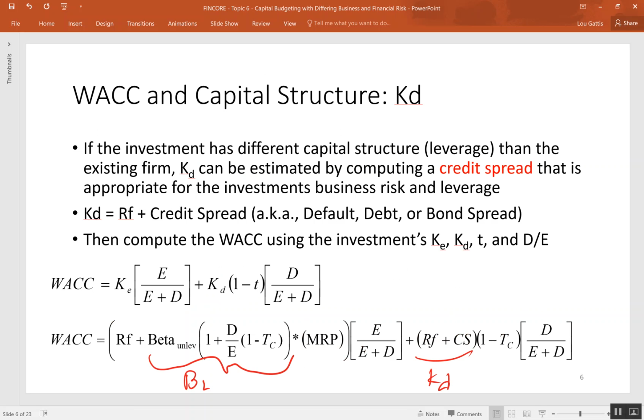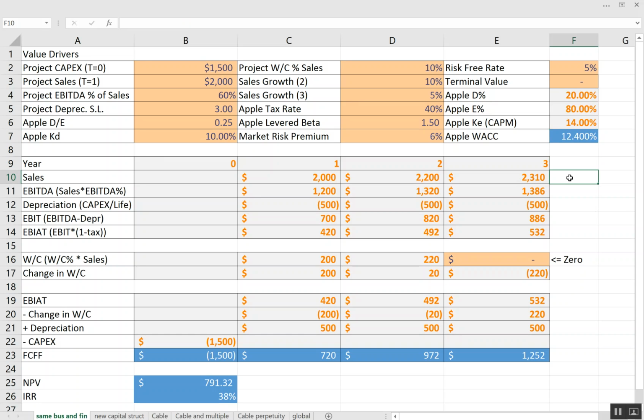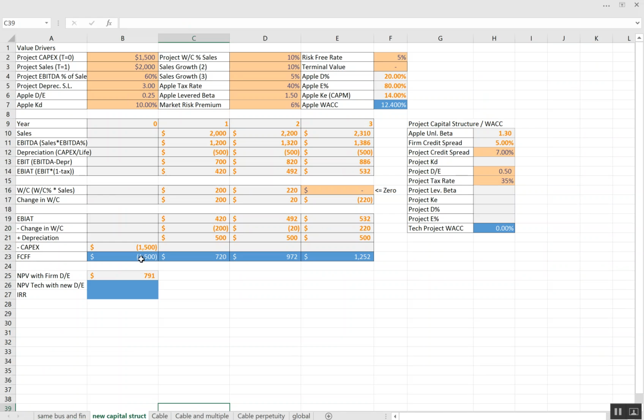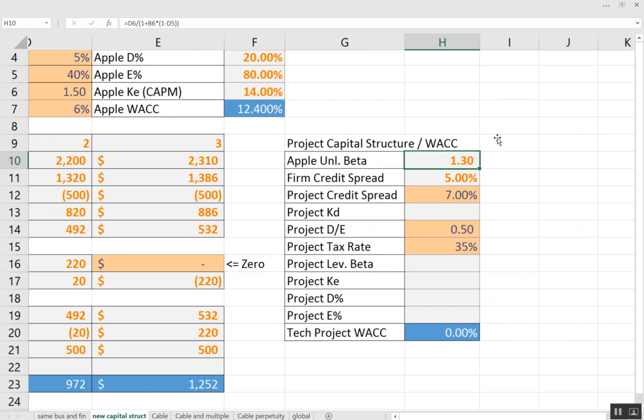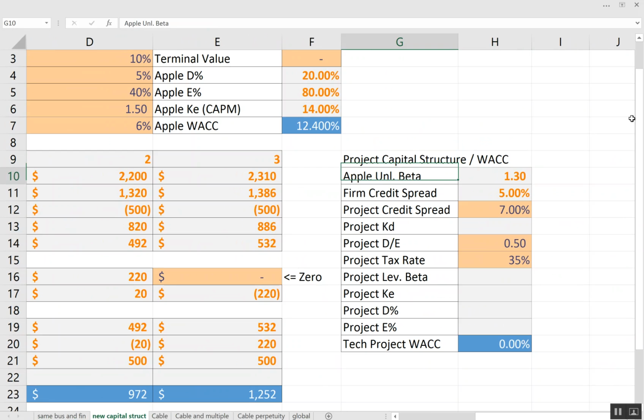So we can do that first. We'll go to the next area here, and then basically it's the same model, except we have some more assumptions. Now the project is going to have a DDE of 0.5 and a tax rate of 35%.